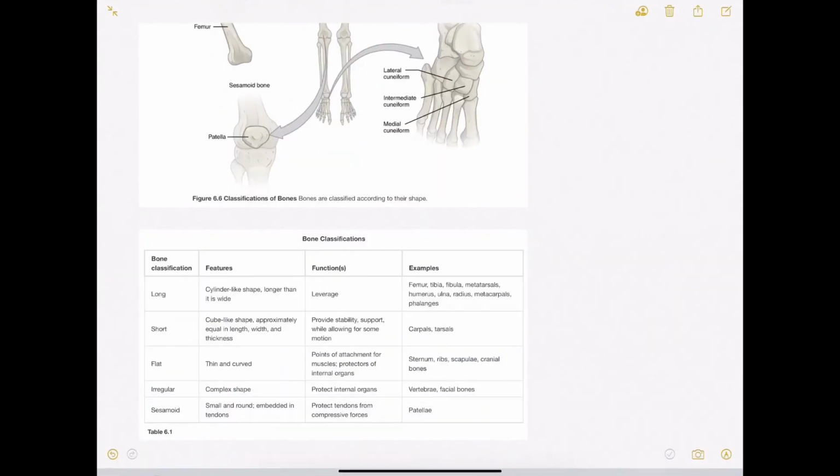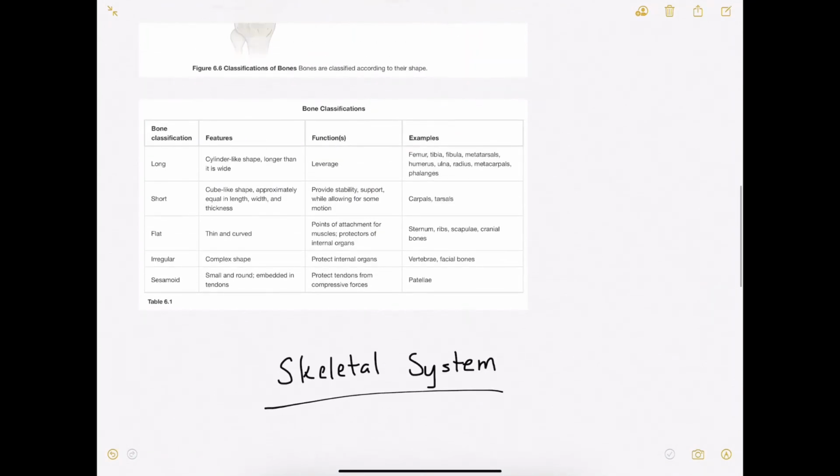So going back to our table here, the next one are flat bones. As you can imagine from the name itself, they're flatter, they're thinner, and they're more curved. The function of those types of bones is that they're points of attachment for muscles and also protectors of internal organs. Just like our example earlier with the ribs and the skull, our ribs are considered flat bones, and also our cranial bones. So the bones that make up the skull are also considered flat bones.